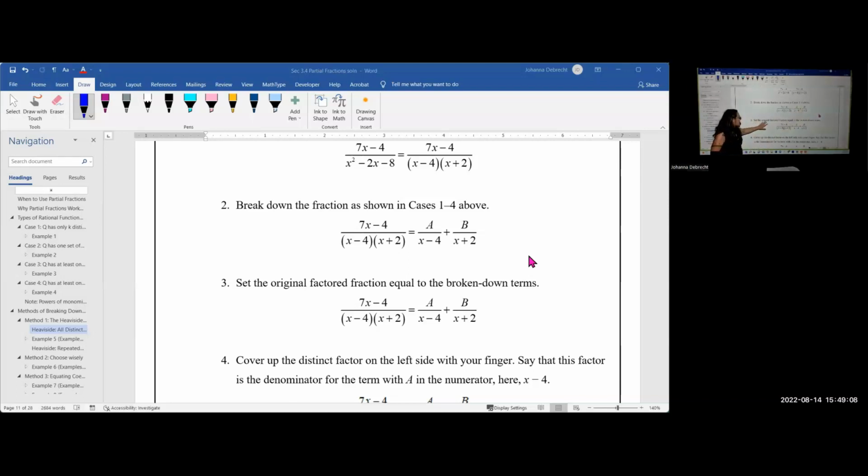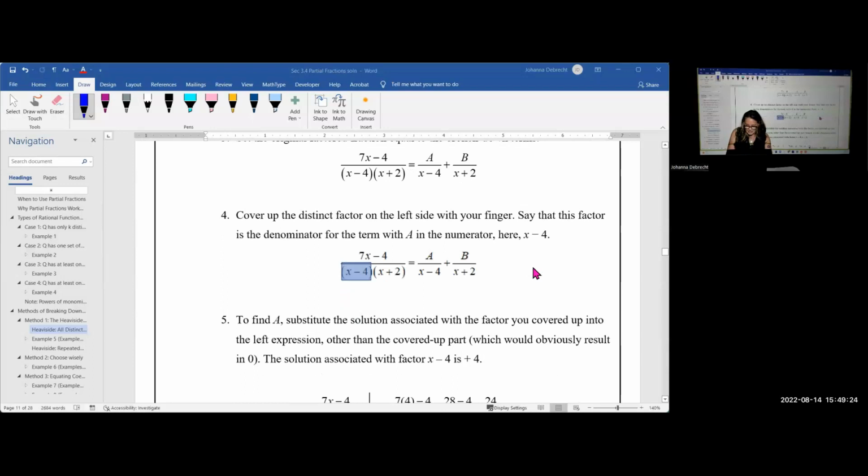Well, we're going to take the original factored fraction and set it equal to the broken down term. So we're just back to starting with this. So this is our original. We've decomposed it into the sum of the two fractions on the right. Now here's the part I don't like.